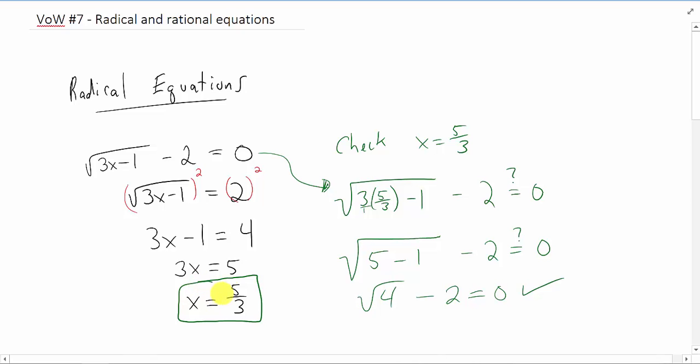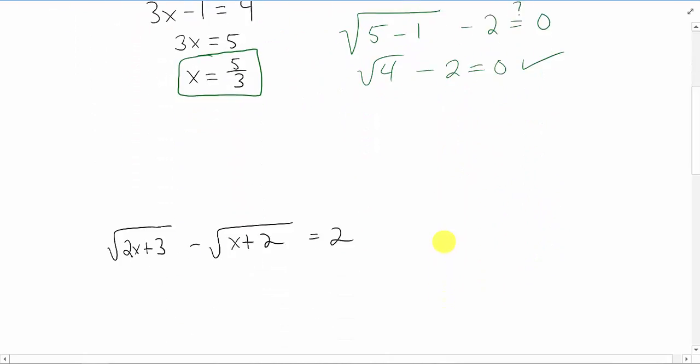Now if we plugged in x equals 5/3 and it didn't work, we would actually have the answer no solution. So that's possible with these kinds of radical and rational equations. Okay, you have much harder problems than these in your homework, so let's do one.